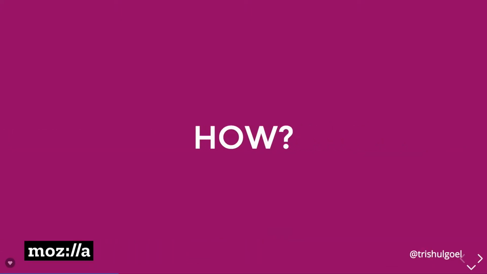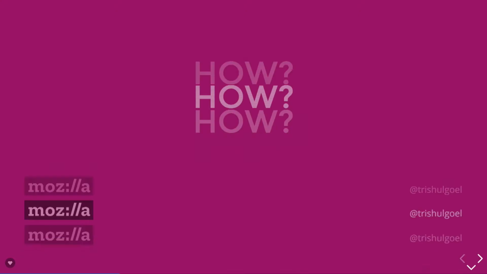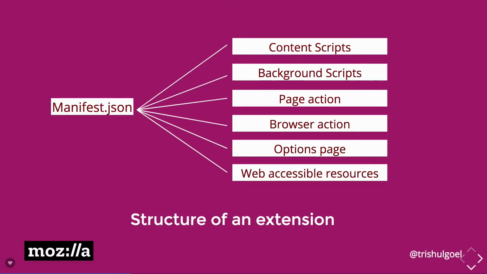So how to get started with a browser extension? This is the framework we will be using for web extensions. I know it's a bit verbose, but the learning curve is small though. There's a manifest.json file, which is the file that has the metadata of the add-on. Then we have content script, background script, page action, browser action, options page, and some web accessible resources.